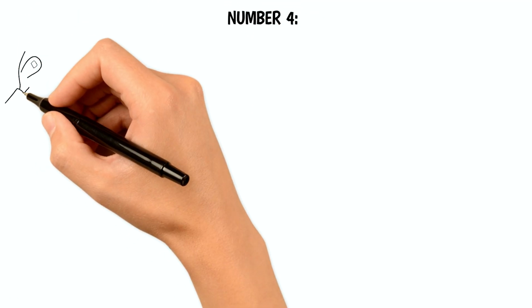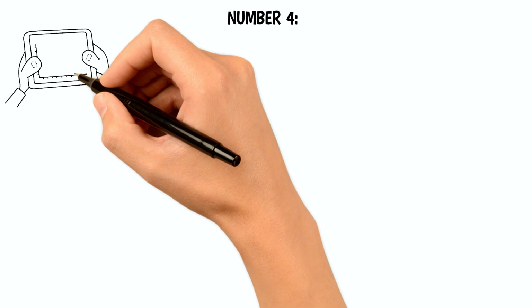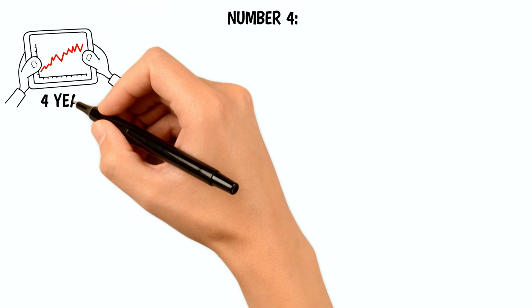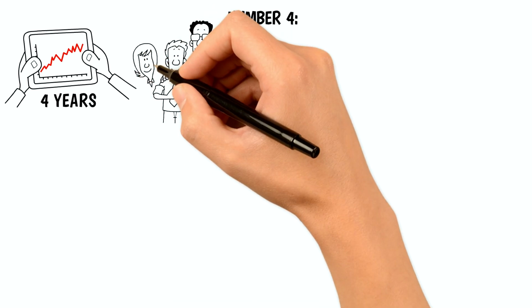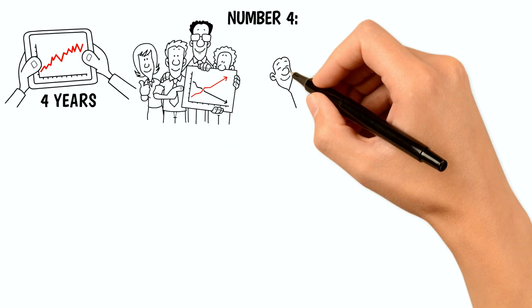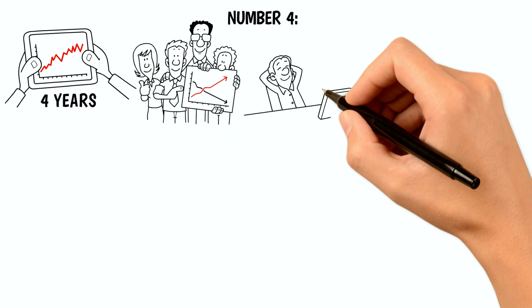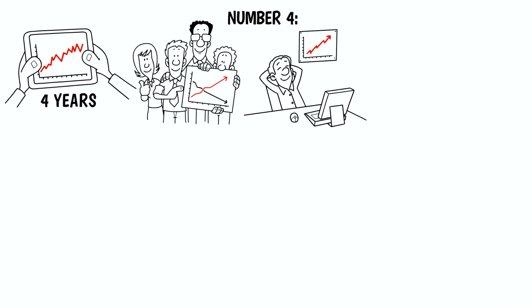Now let's talk about number 4. This signifies the importance of a long-term investment horizon, specifically at least 4 years. Financial markets can experience short-term fluctuations. By staying committed to your investments for at least 4 years, you allow them to weather these ups and downs.